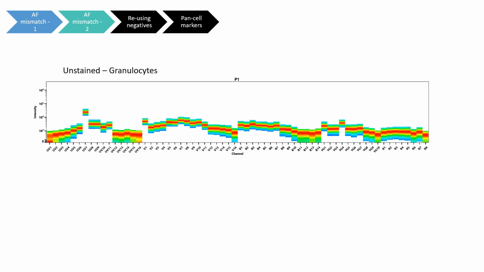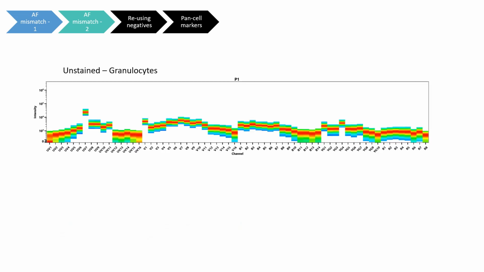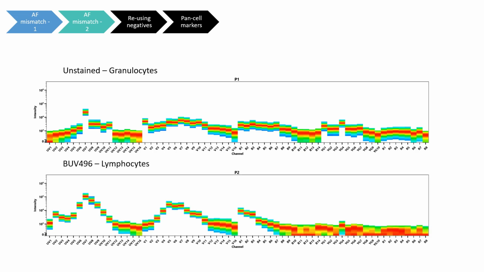Now, let's look at what happens when the unstained sample is brighter in terms of autofluorescence than the single stained reference. Here is the autofluorescence signature of granulocytes, and here is the autofluorescence signature of lymphocytes. Here are the granulocytes again, and here is lymphocytes stained with BUV496.